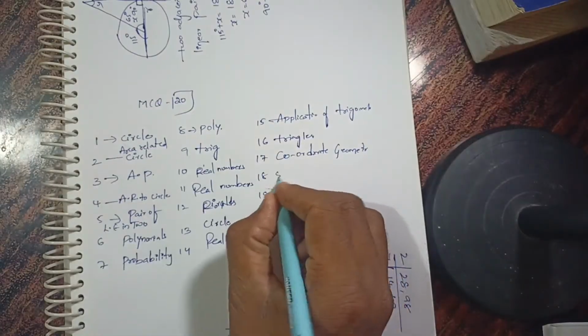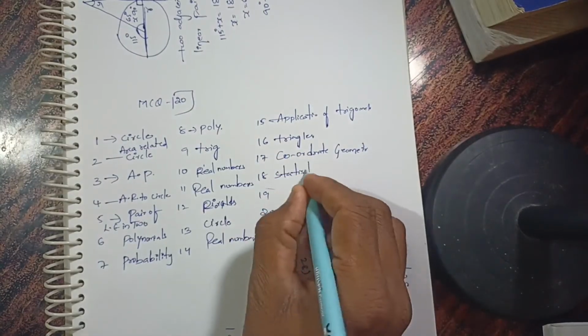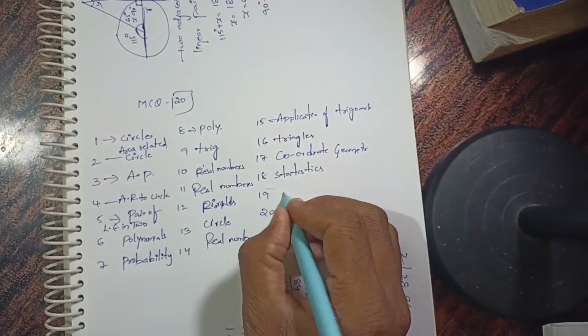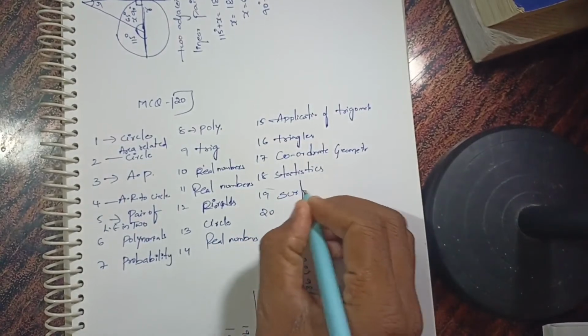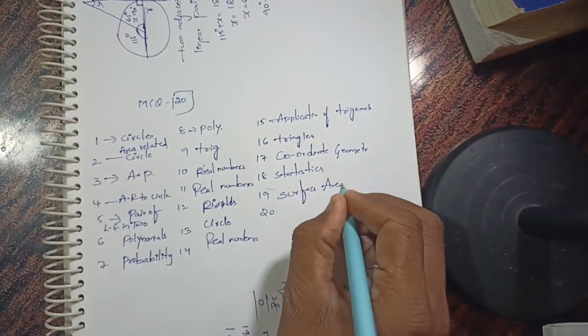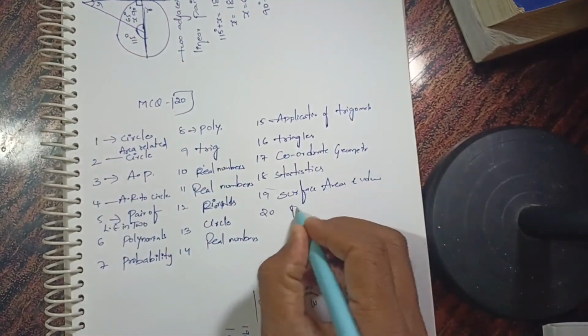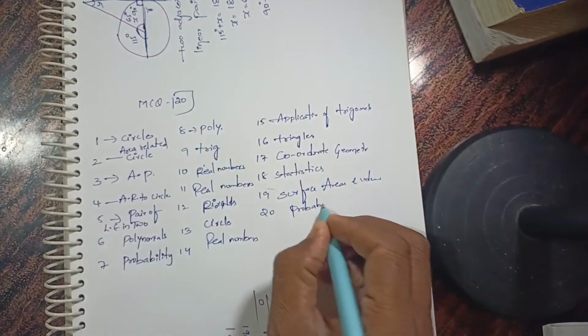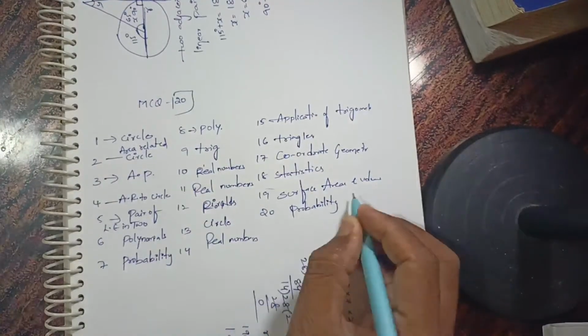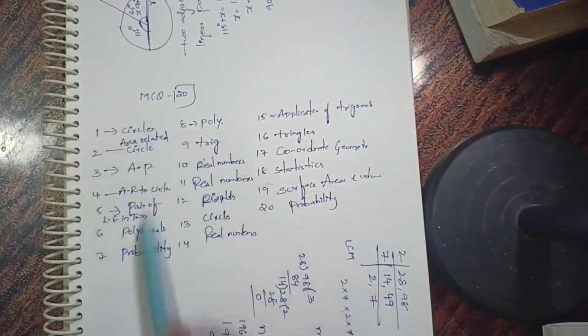18th question we got from statistics. 19th question, surface areas and volumes. 20th question we got from probability. So these are the questions which we got from 1 mark questions.